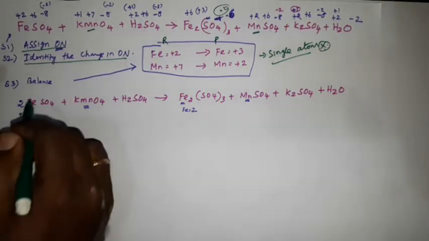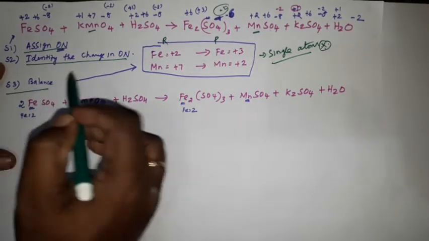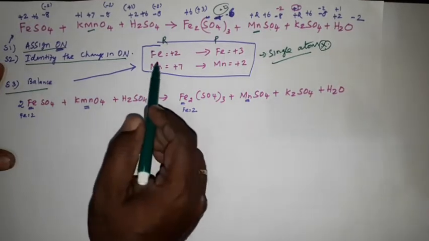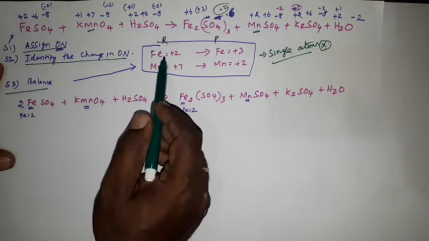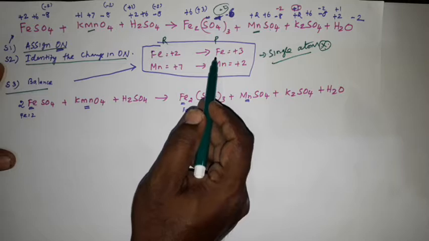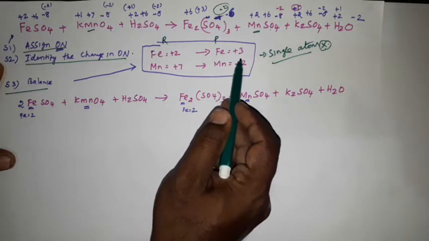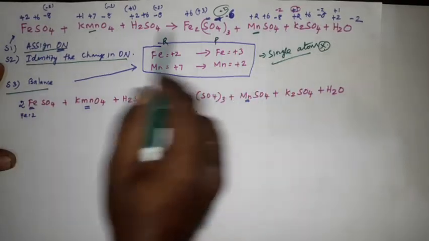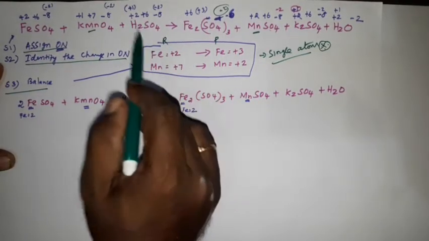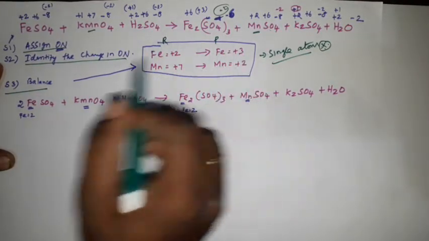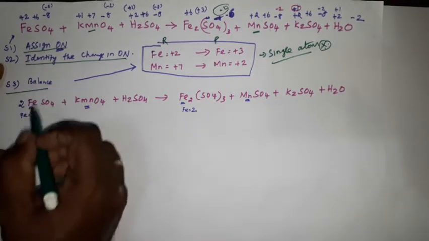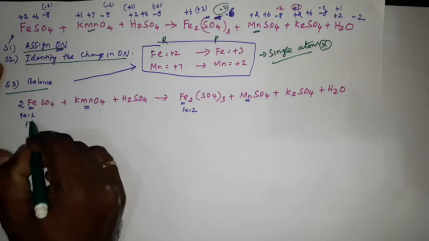Now step 3, this is also very important. In step 2 you have identified the atoms that change in oxidation number. This is for a single atom. Now you are going to balance in this equation only that atom which has changed its oxidation number. So Fe on the reactant side, only one Fe is here.